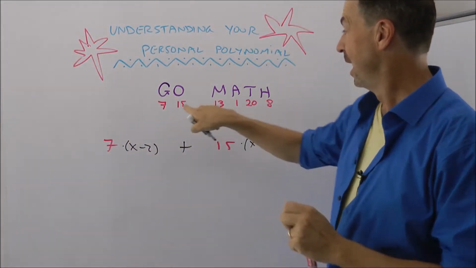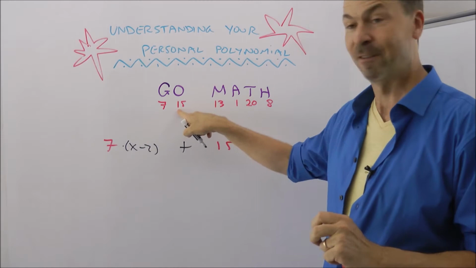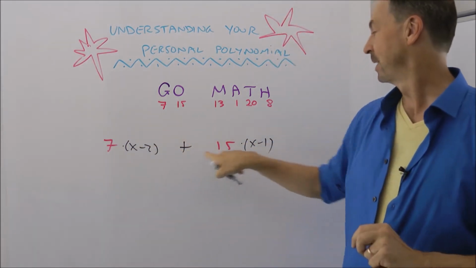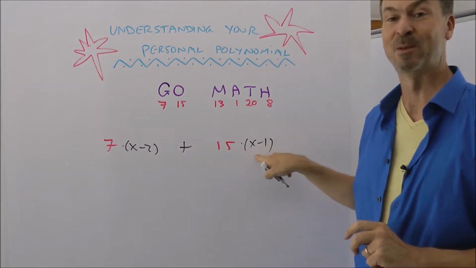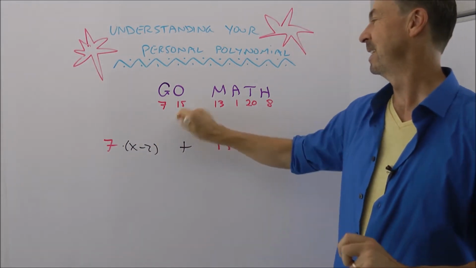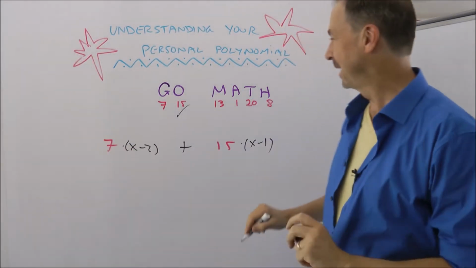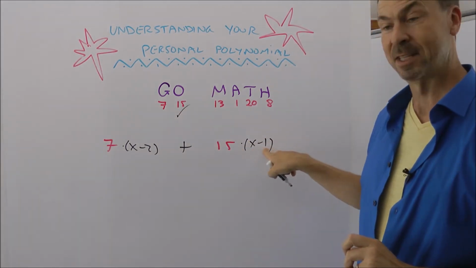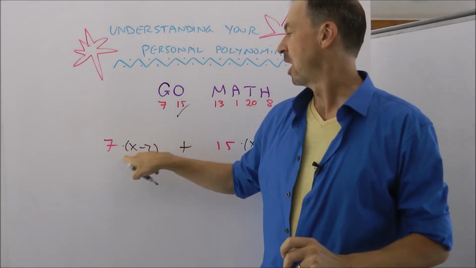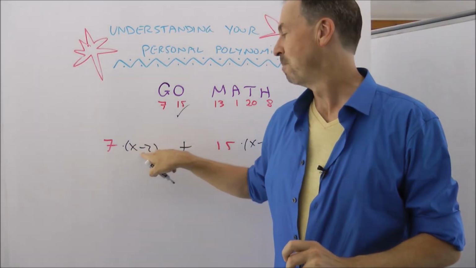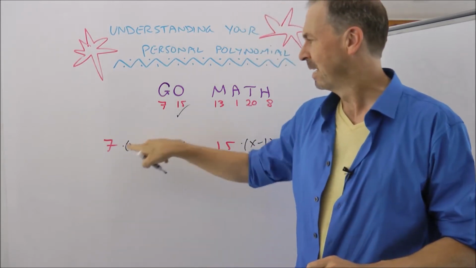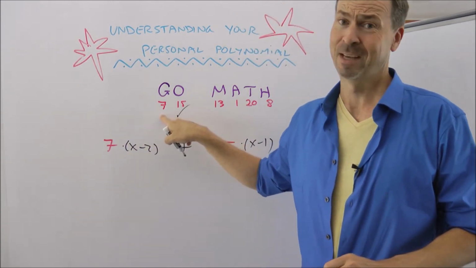In fact, let's double check. Let's put in x equals 2. Do I indeed get 15? 7 times 2 minus 2 is 0. 7 times 0 is 0. Plus 15 times 2 minus 1, 15 times 1, 0. Plus 15 is 15. Beautiful. And when x equals 1, I should get 7. I get 15 times 0, 1 minus 1. Yep, that piece disappears. 7 times 1 minus 2, negative 1. 7 times negative 1. I'm getting negative 7, not 7.